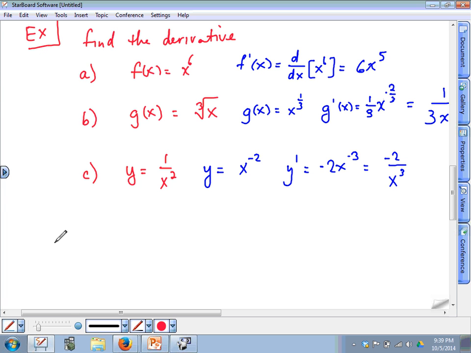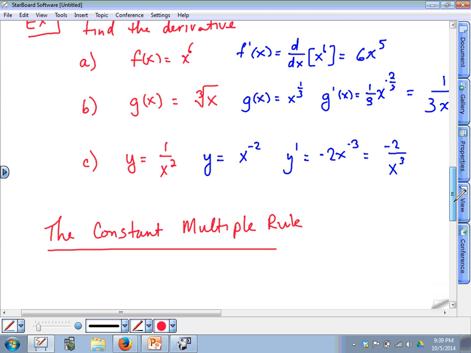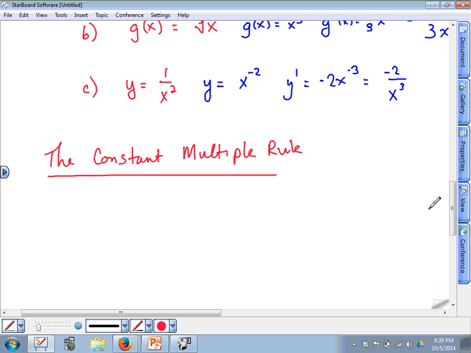So next topic was called the constant multiple rule. Really all it boils down to is the case where, let's say some of these examples had coefficients in front. How do you deal with that? This is what the constant multiple rule addresses.